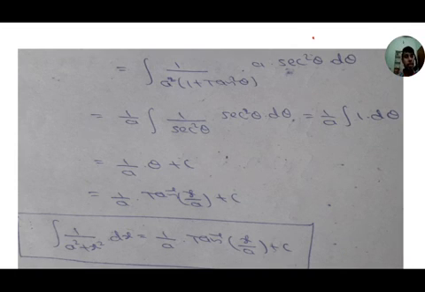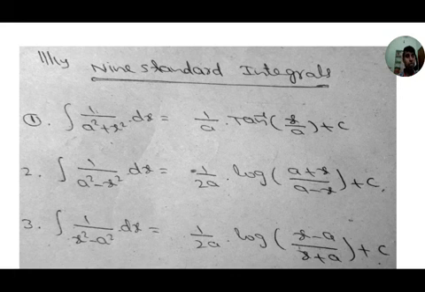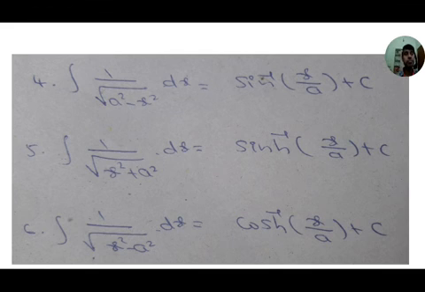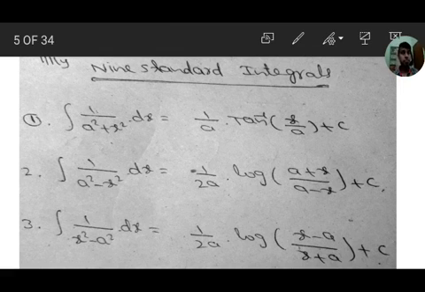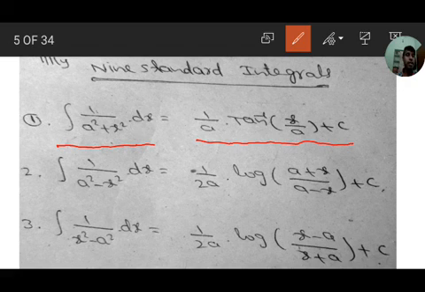Similarly, for the remaining 8 functions, we will do the formulas. Write down as it is. First one, integration 1 by a square plus x square dx equals 1 by a into tan inverse x by a plus c. We have already learned the process.